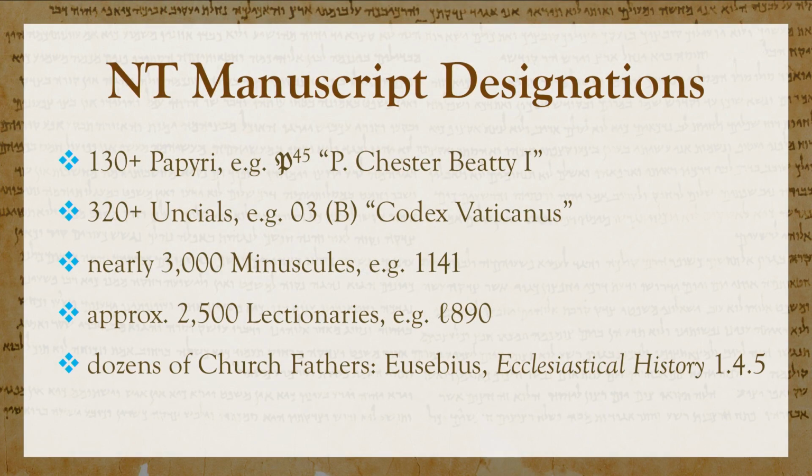So let's talk numbers. Here we have, in the first grouping, 130 plus papyri. We've already looked at those. For example, P45. And you can see the way that we write that, if you recall from our previous session, is in this Gothic font, this letter P. And then we have a superscript for the number 45. And of course, that manuscript also has its own name. It's called P. Chester BD 1. That's the other name for P45.